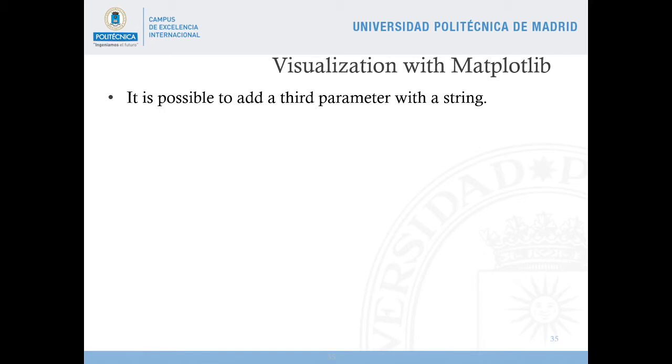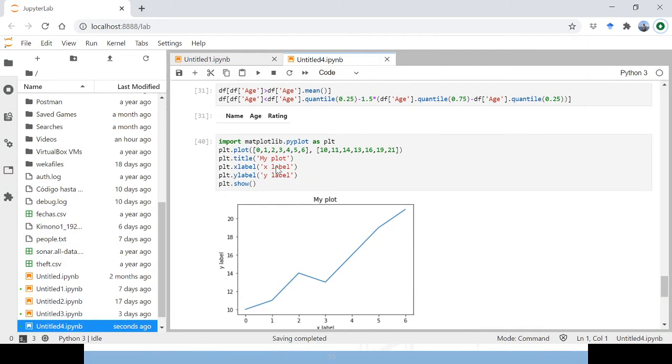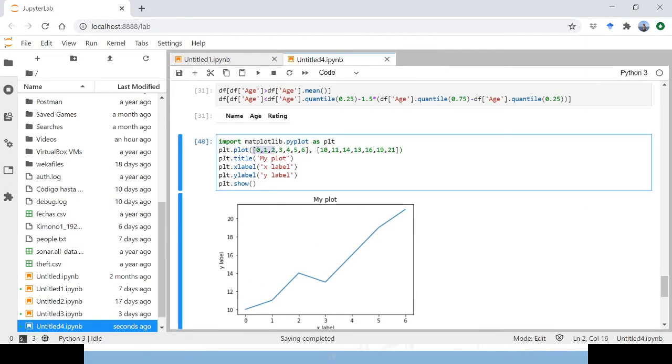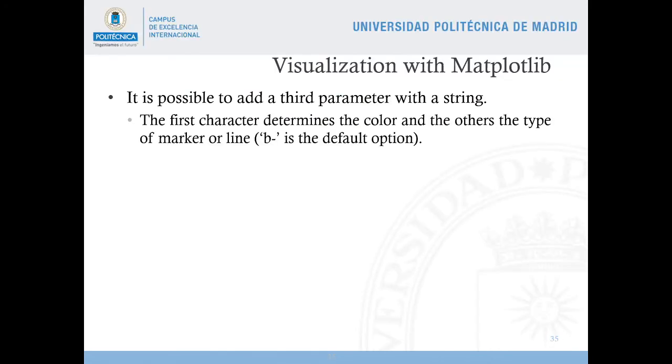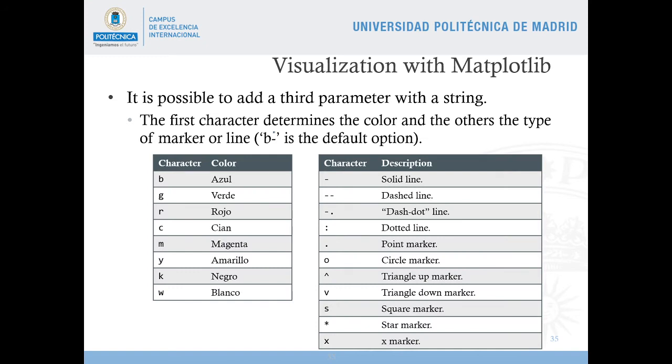It is also possible to add a third parameter, because here we're specifying two parameters to the plot function. The first one are the x components, and the second one are the y components in form of a list. We can also specify a third parameter to change the type of the line, the marker, and also the color. The third parameter is a string. The first character of the string determines the color.